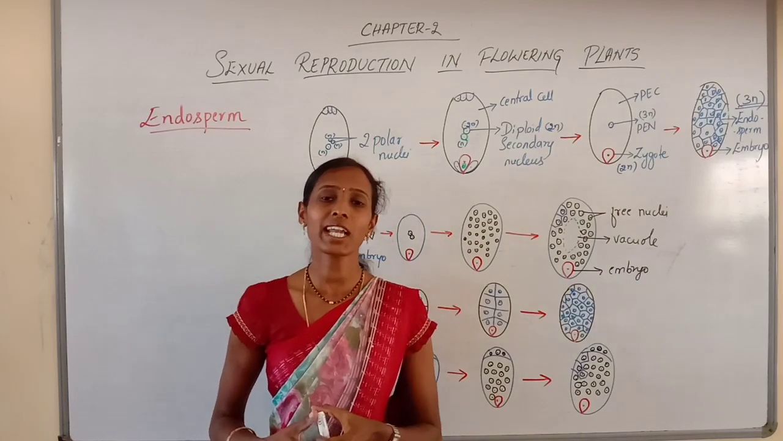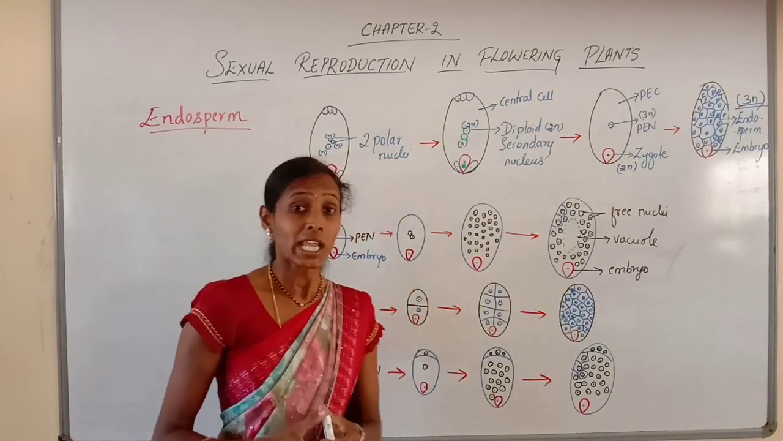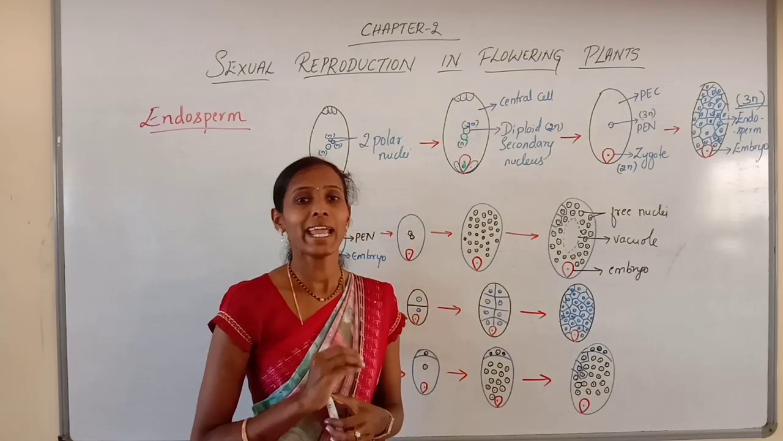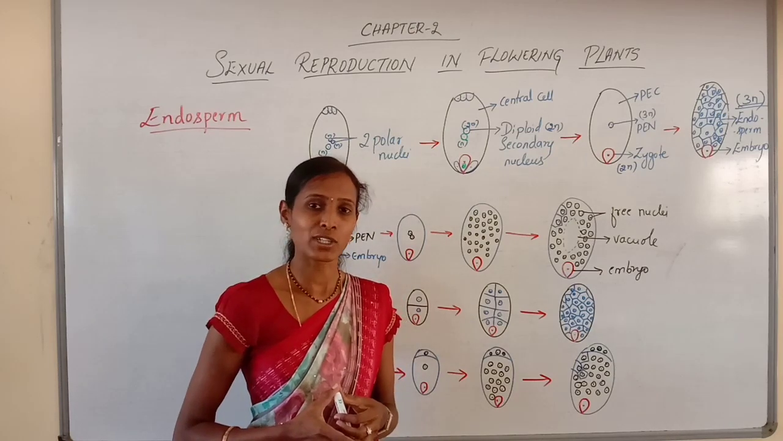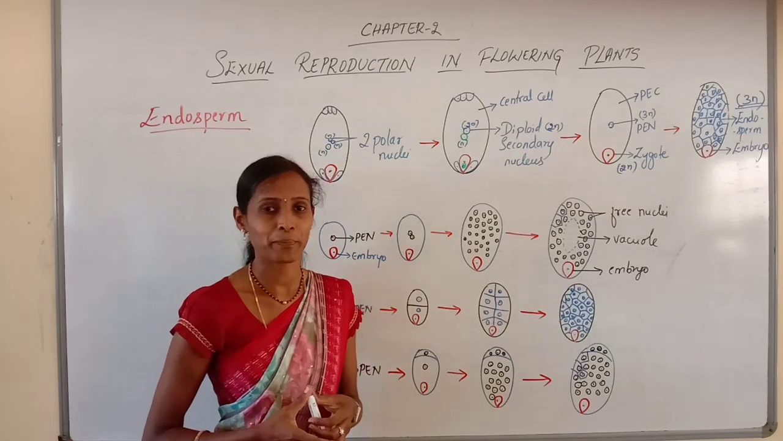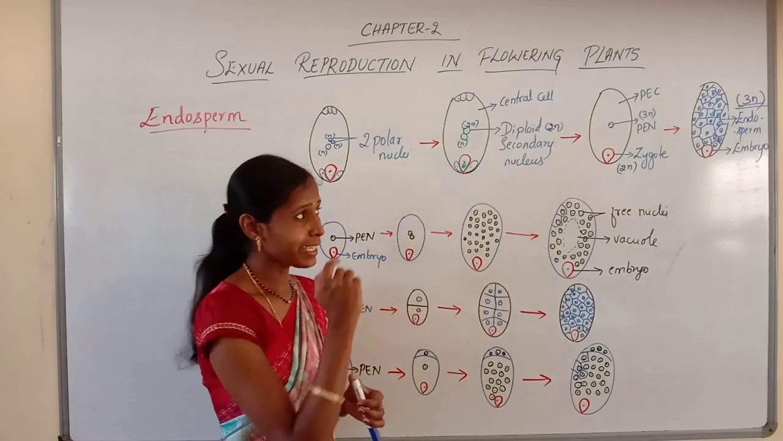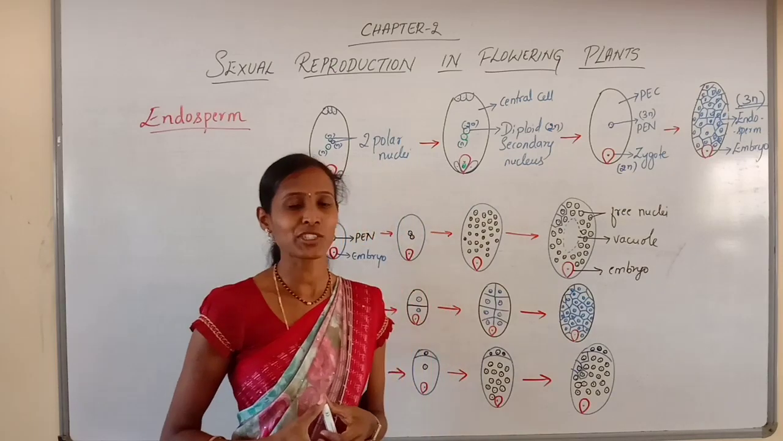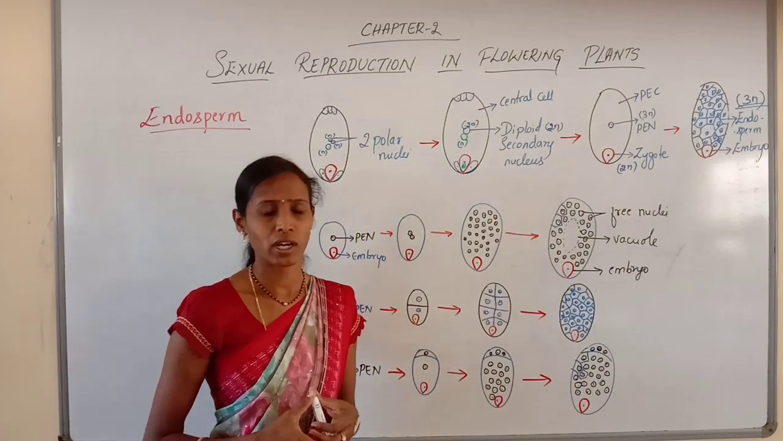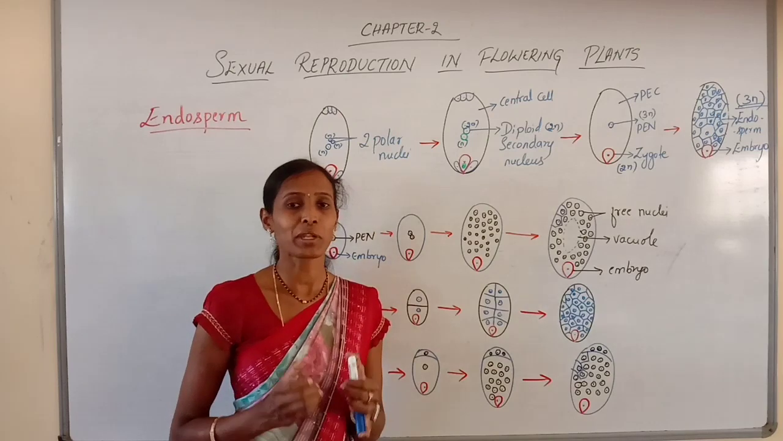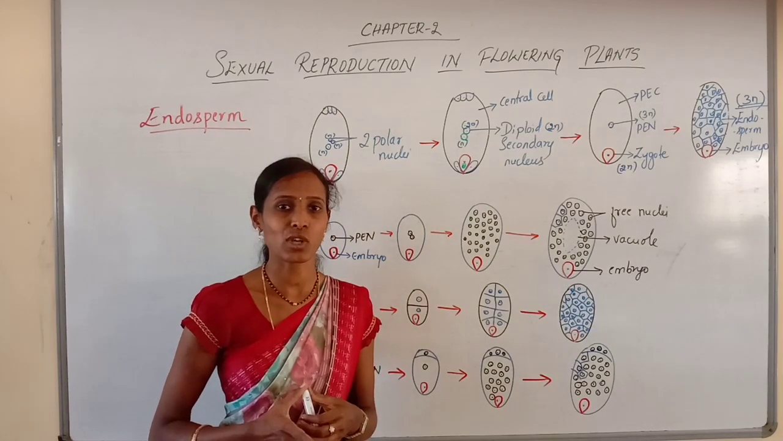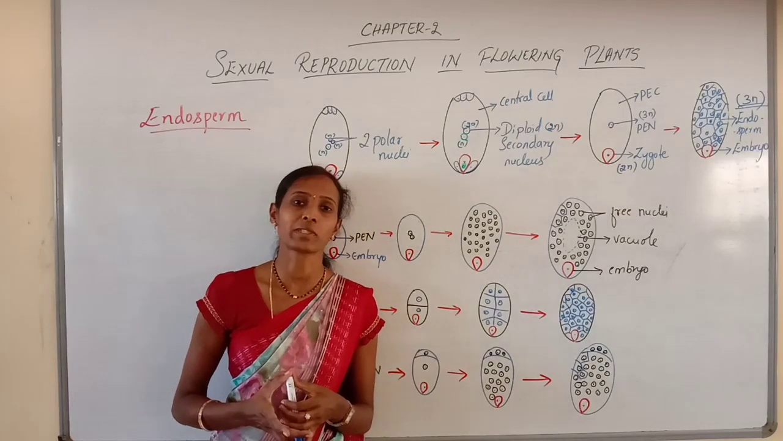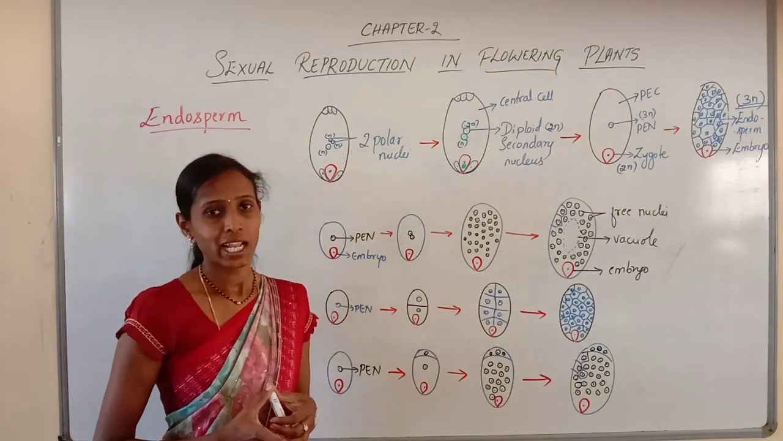But it is entirely different in the case of gymnosperms. In gymnosperms, there will be a formation of endosperm, but it is not triploid. Instead of that, it is haploid. Try to remember: the endosperm in angiosperms is triploid. The endosperm in gymnosperms is haploid. Why it is haploid: there is no double fertilization in the case of gymnosperms. That's why the gymnosperm endosperms are haploid in nature.